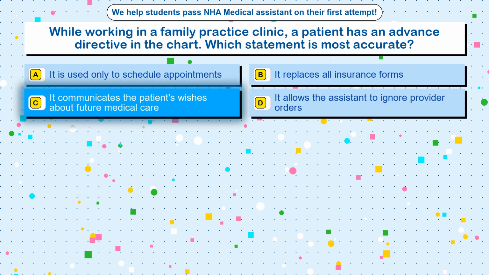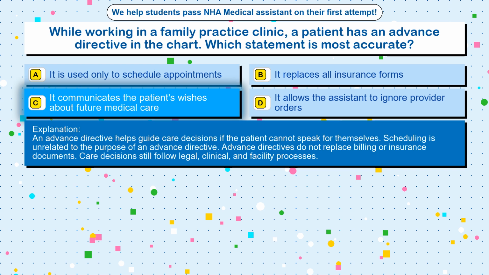The correct answer is option C. It communicates the patient's wishes about future medical care. An advance directive helps guide care decisions if the patient cannot speak for themselves. Scheduling is unrelated to the purpose of an advance directive. Advance directives do not replace billing or insurance documents. Care decisions still follow legal, clinical, and facility processes.